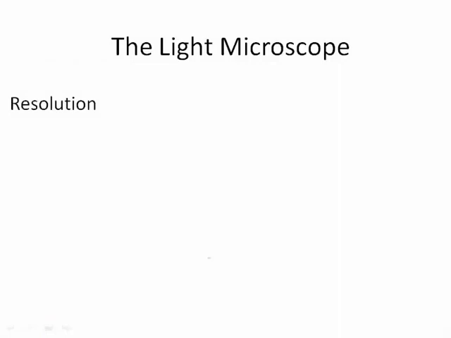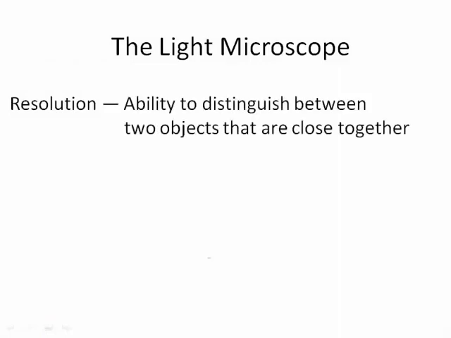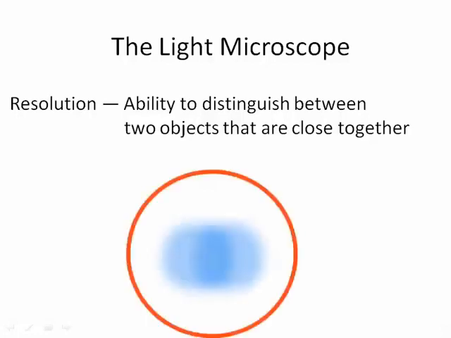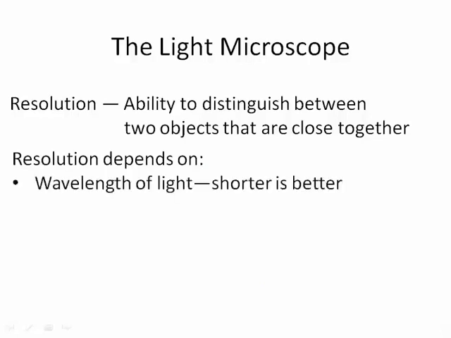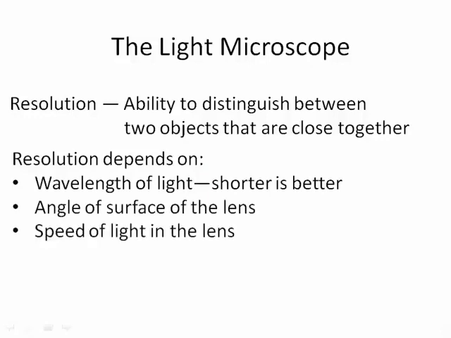An important concept in microscopy is resolution. Resolution is the ability to distinguish between two objects that are close to one another. For example, inside this circle you can resolve two dots, particularly when the image is magnified. When resolution is poor, magnification makes a small blurry image into a big blurry image. It's empty magnification. Resolution depends on a number of things, including the wavelength of light. Shorter is better for reasons we won't go into, the angle of the surface of the lens, and the difference in the speed of light in the lens from the speed in the air.